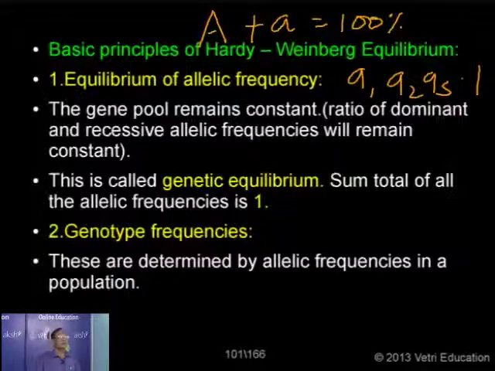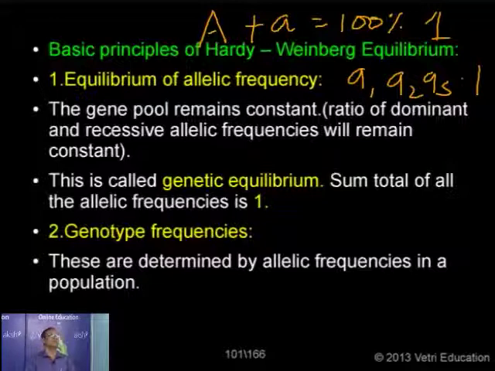This state is known as genetic equilibrium. If A plus a is equal to 100% or equal to 1, this condition is called genetic equilibrium. That is nothing but the sum total of all allele frequencies, what I mentioned: A plus A1 plus A2 plus A3 is equal to 1. The sum total of all the gene frequencies is equal to 1.